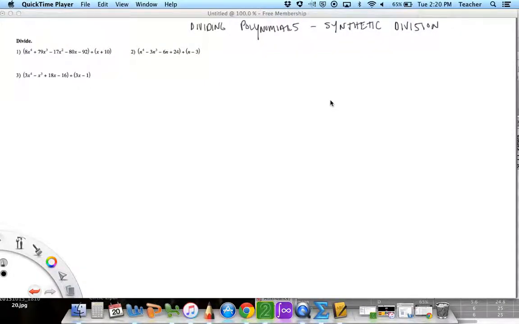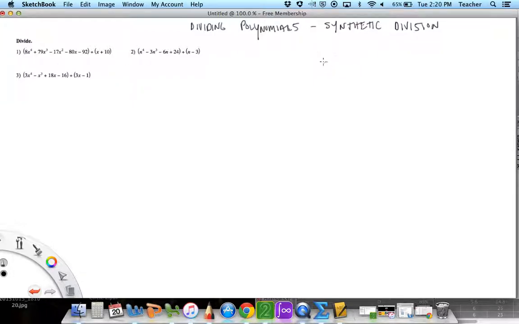All right, now we're going to cover dividing polynomials using synthetic division. You've just watched a video, or in the previous section just watched a video, on dividing polynomials using long division. Now we're going to work with a quicker way called synthetic division. It can be quicker, depending on what you're given, but I'm going to work the same problems we just worked on long division, using synthetic division instead.